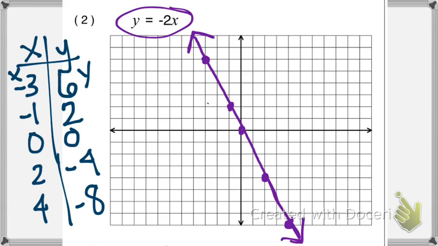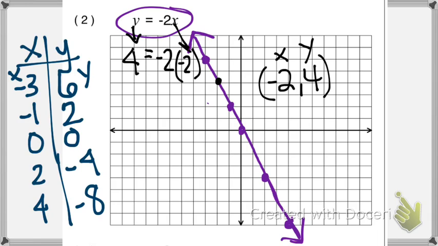So that means if I pick, say, this point right here, that would be negative 2, 4, then that should be a solution. Let's try it. X, y. If I plug in 4 for y, and I plug in negative 2 for x, is negative 2 times negative 2, 4? And yeah, this is equal on both sides. So that point that's on the line is a solution, which is what we thought, right? Because any point on the line should be a solution.